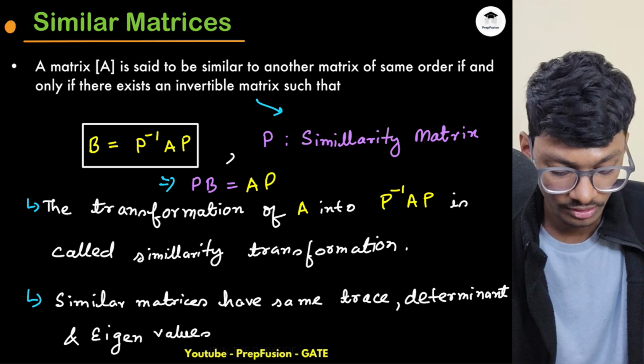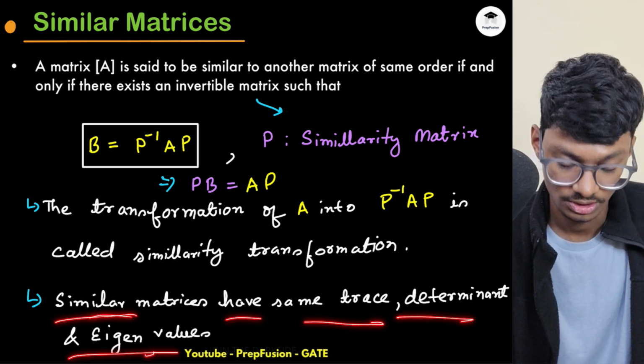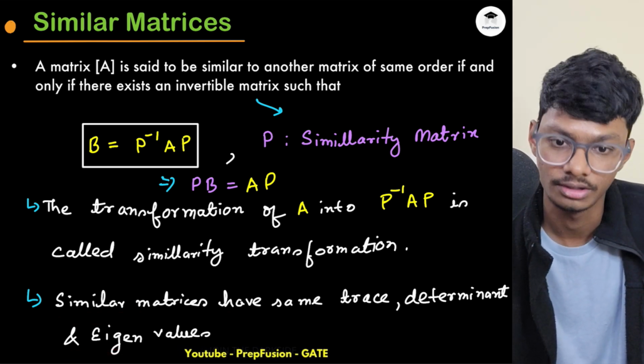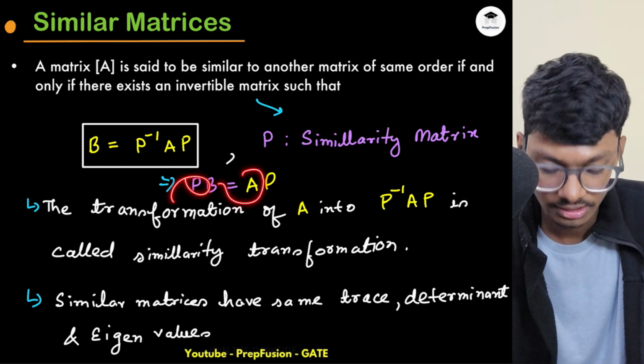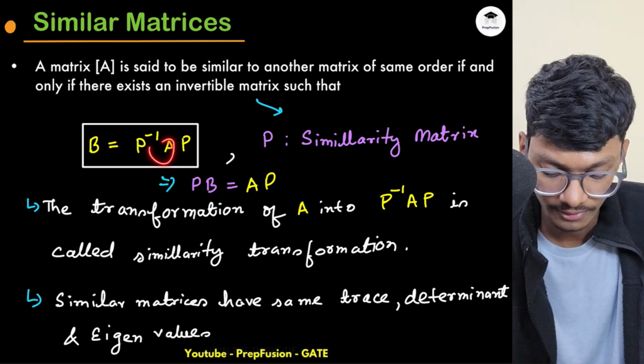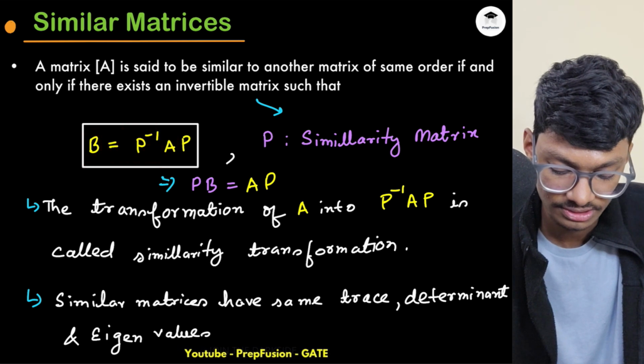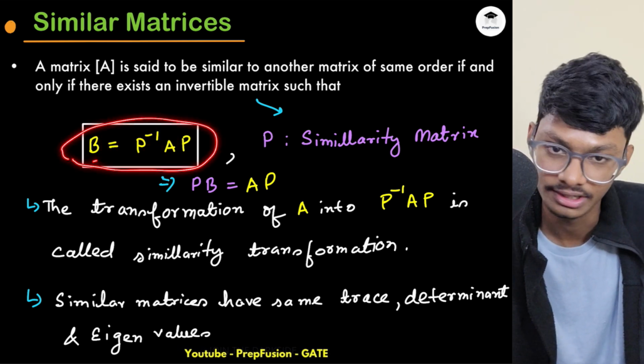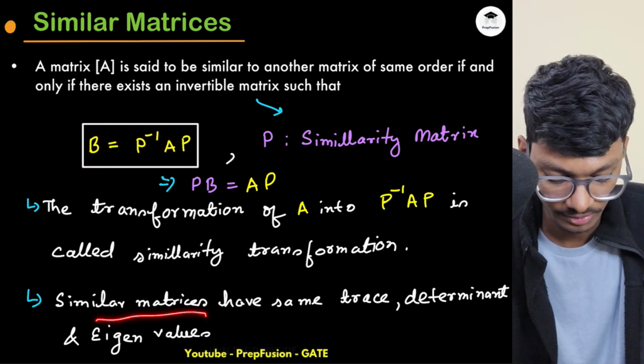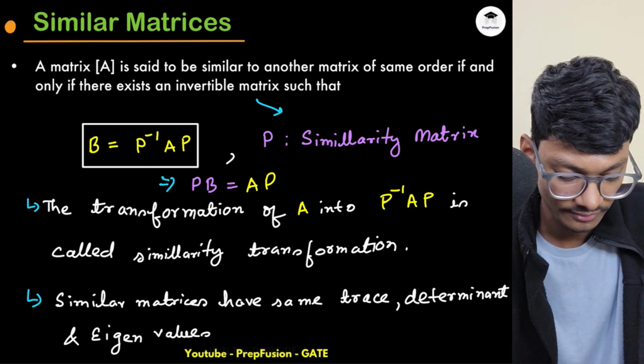Similar matrices have the same trace, determinant, and eigenvalues. Eigenvectors may not be the same. Here A and B are similar because there exists a matrix P that can relate them like this. So in this case, the similar matrices will have the same eigenvalues, trace, and determinant.